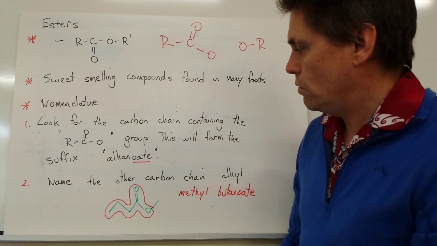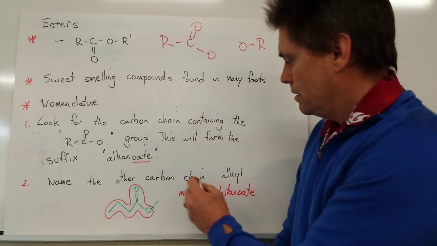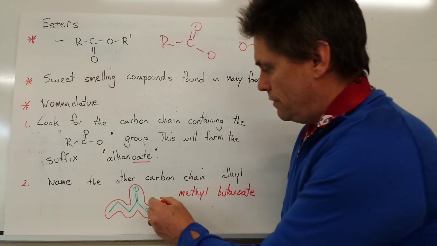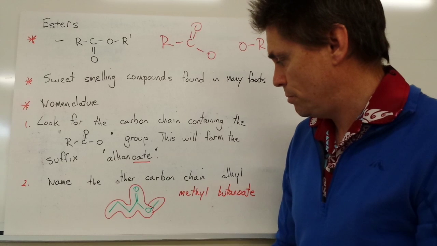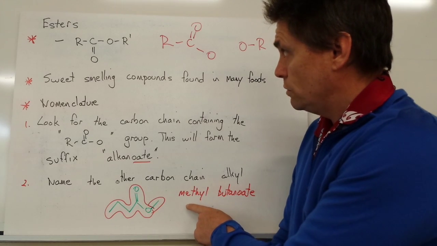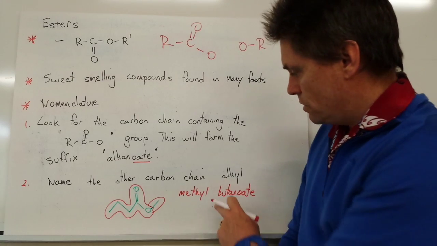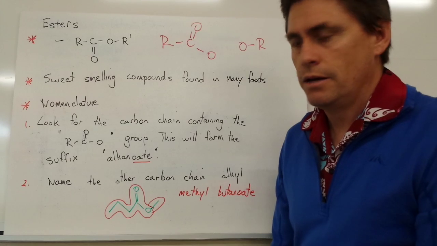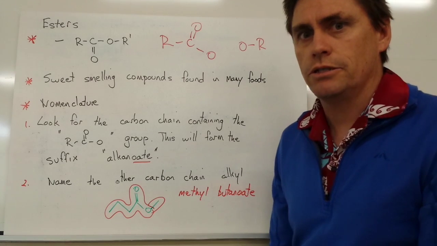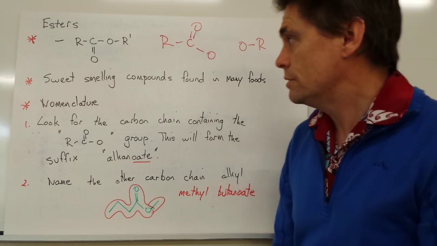We then look for the other group coming off this molecule, and we call it the alkyl group. So in this case, I have my alkyl group here, which is a methyl group. So we call this molecule, this ester, methyl butanoate. Now you'll notice that I have a space in between my two parts of the name. We do that because it's a derivative of our alkanoic acid, which also has two words.